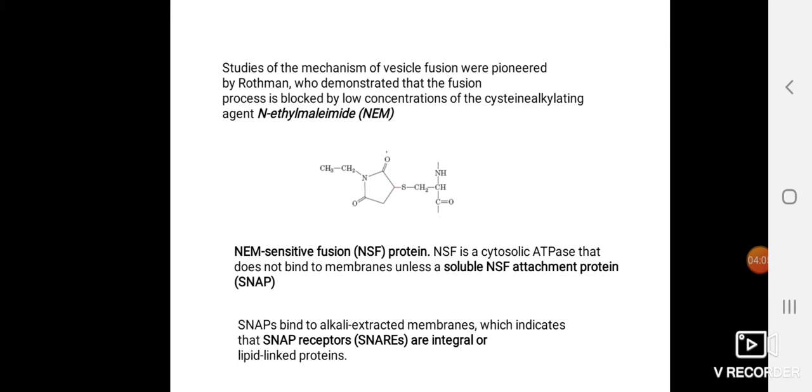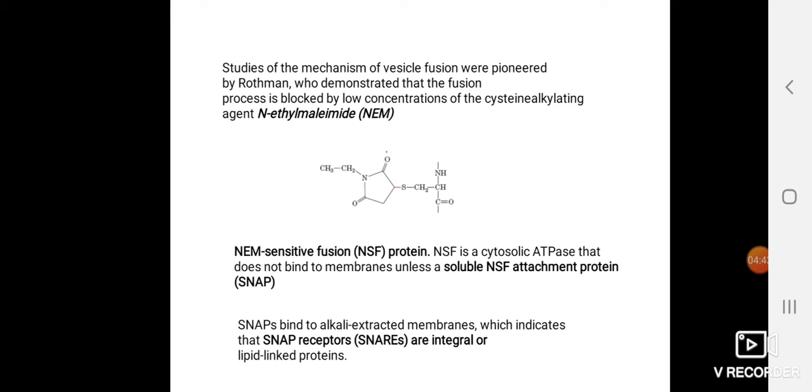The study of vesicle fusion was pioneered by the scientist Rothman. He demonstrated that this fusion process can be blocked by a very low concentration of N-ethylmaleimide, a substance which alkylates cysteine amino acids. When N-ethylmaleimide was used, they isolated the proteins which show sensitivity to it, or get inactivated, and they called them NSF protein molecules.